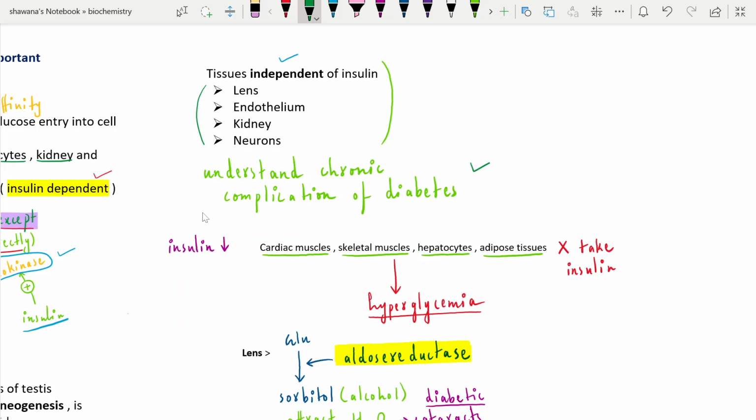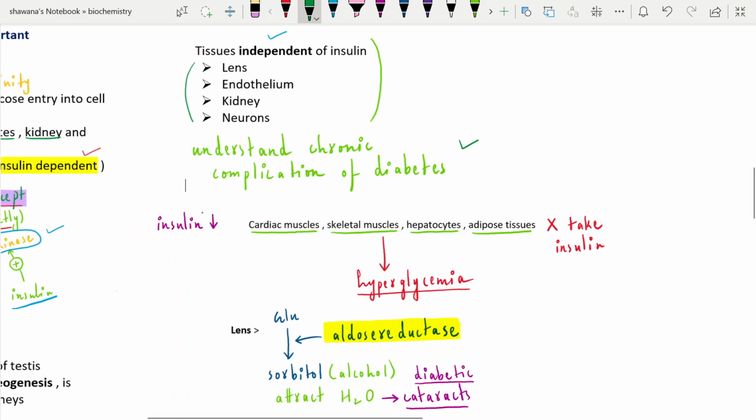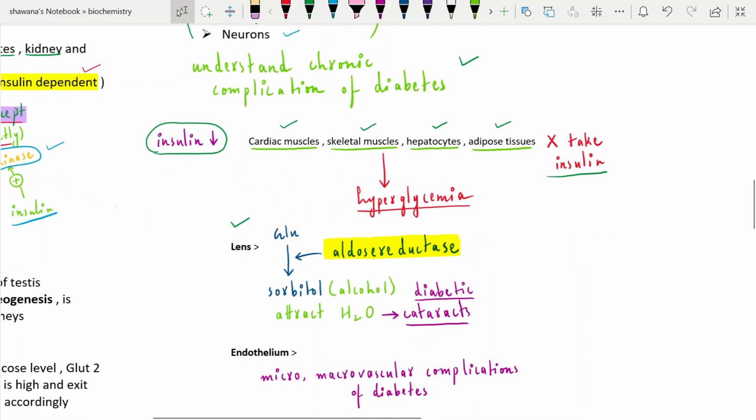Let's talk about the complications of chronic diabetes. In a diabetic patient, the insulin level is very low. The cardiac muscles, skeletal muscles, hepatocytes, and adipose tissues are dependent on insulin, but the lens, endothelium, kidney, and neurons are independent. In this condition, there is hyperglycemia in diabetes, so the cells of the lens would get affected.